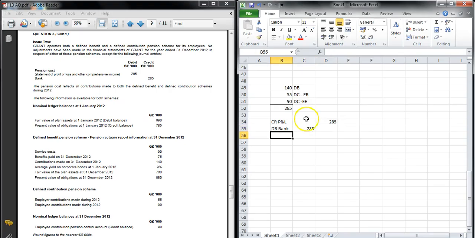So I think the easiest way is to reverse it out, and we'll then do from scratch all the journal entries that are required. Because we know here contributions are not necessarily going to the P&L. There will be other elements that go to the P&L, and we'll see that as we go along.